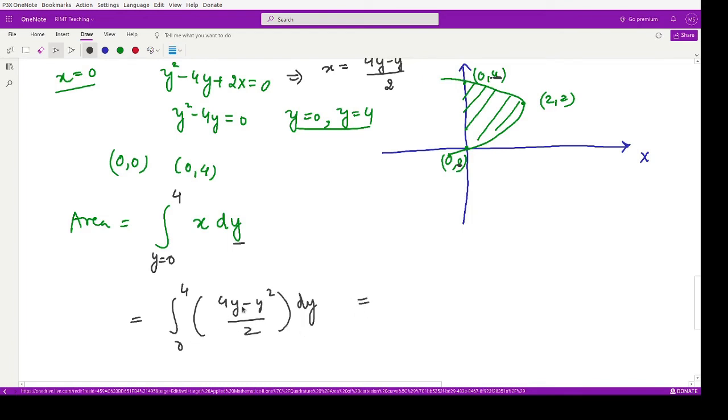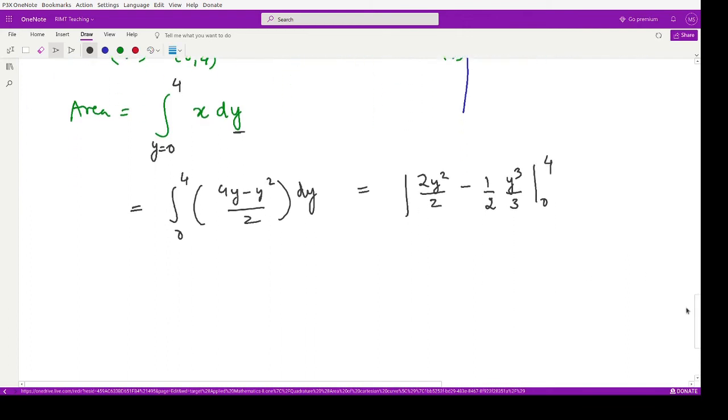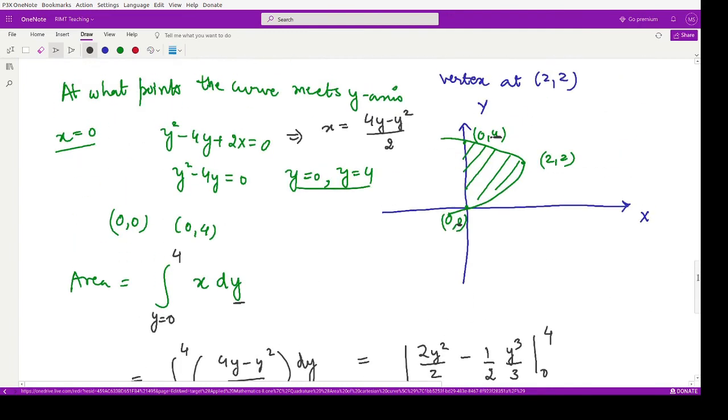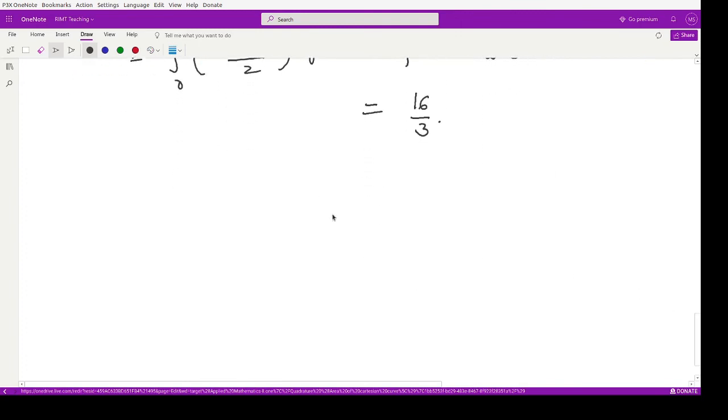Now we just have to perform the integration with respect to y. So this would be 2y, and the integration of 2y is 2y square by 2. And then the integration of y square by 2 is y cube by 3 times one half, and the limits vary from 0 to 4. So you can solve this one. What answer will you get from here? When you simplify this and substitute all the limits, you will have 16 by 3 as the answer. So this is the area of this shaded region. I hope this is clear.